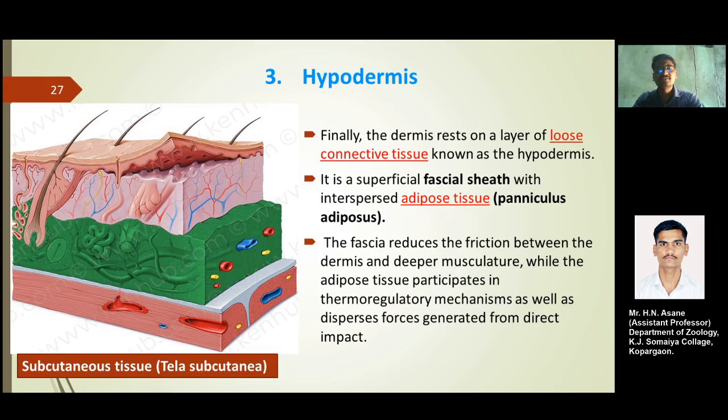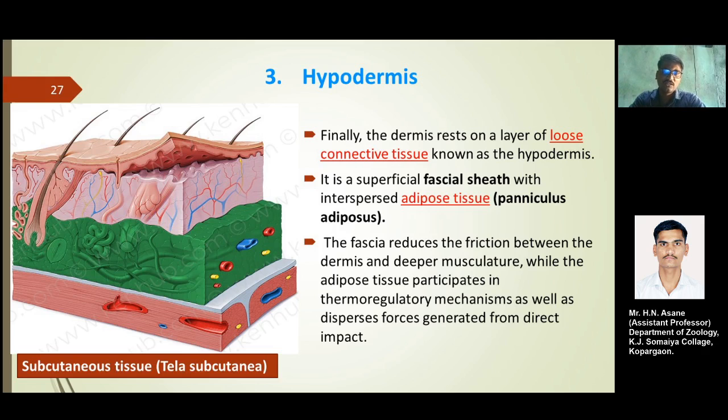Okay, so it is the superficial fascial sheath with interspersed adipose tissue. Some adipose tissue is with the loose connective tissue, as well as a sheath, that means a coating, a fat coating. That sheath coated by the adipose tissue is the panniculus adiposus, its Italian name, which refers to the adipose tissue.